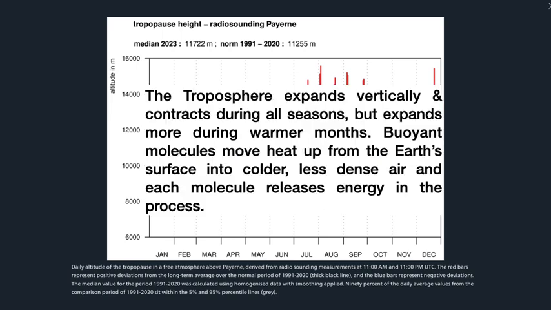It expands vertically and contracts during all seasons, but expands more during the warmer months. Buoyant molecules move heat up from the Earth's surface into colder, less dense air, and each molecule releases energy in the process.